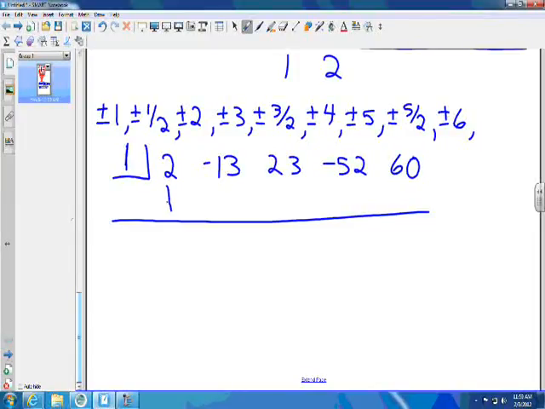So we bring down the 2, multiply. What do we get? Add down, times 1, add down, times 1, add down, times 1, add down, and we know what? It's not going to work.